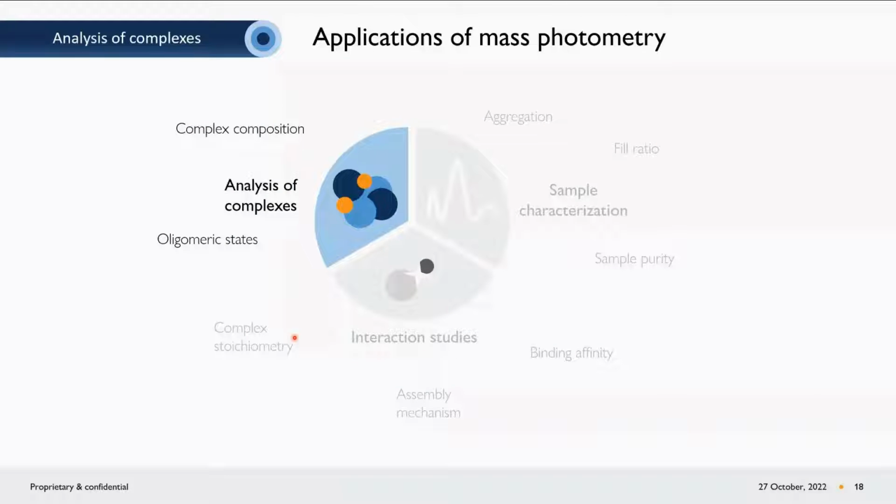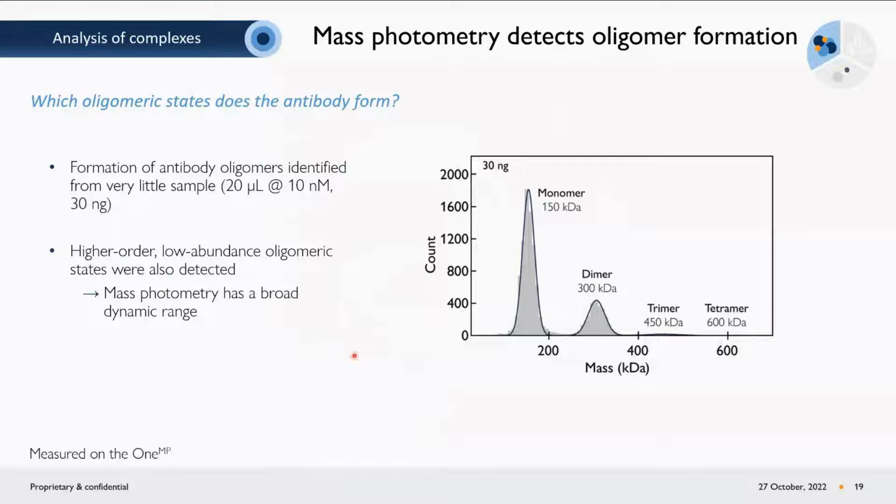Finally, I'd like to speak about a few examples for the analysis of complexes. A very popular one is to look at the oligomerization of a protein. This is a monoclonal antibody, and when you put it on the mass photometer, you can see that it exists predominantly as a monomer, but also as a dimer. You see a little population here as a trimer. And interestingly, you have to believe me that there's exactly one tetramer that was found.